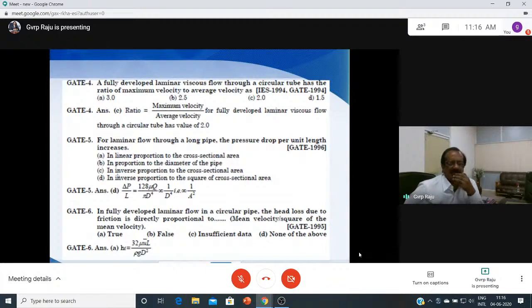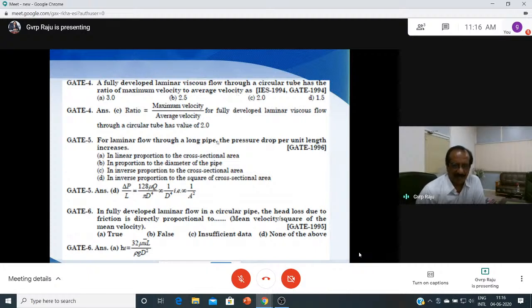And a fully developed laminar viscous flow through a circular tube has the ratio of maximum velocity to average velocity. So the ratio of maximum velocity to average velocity is 2 here. So the answer is C here. Try to remember that. It is not necessary to derive the relation. So the maximum velocity to the average velocity is 2, for laminar viscous flow through a circular tube.